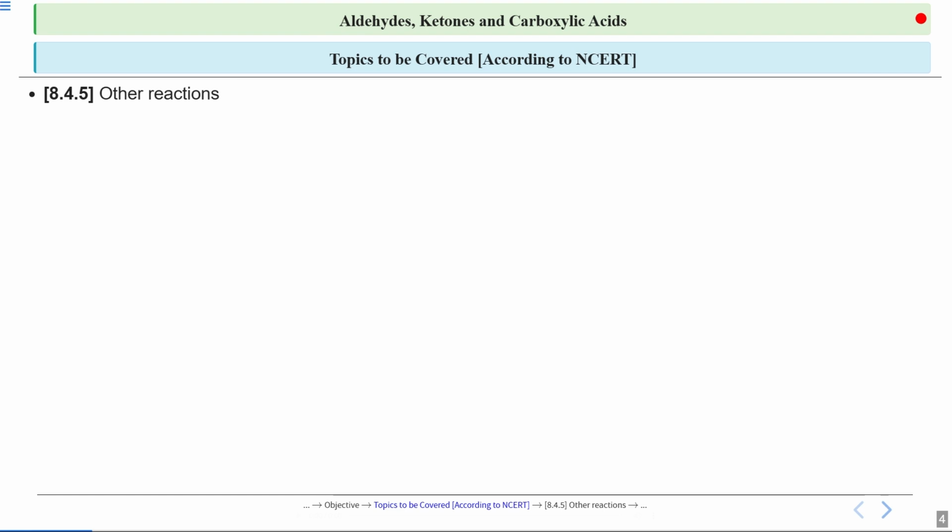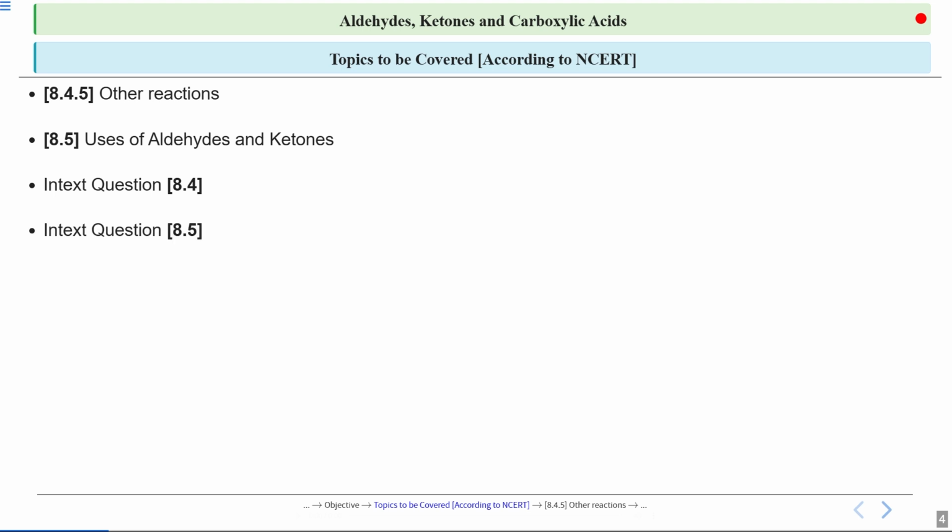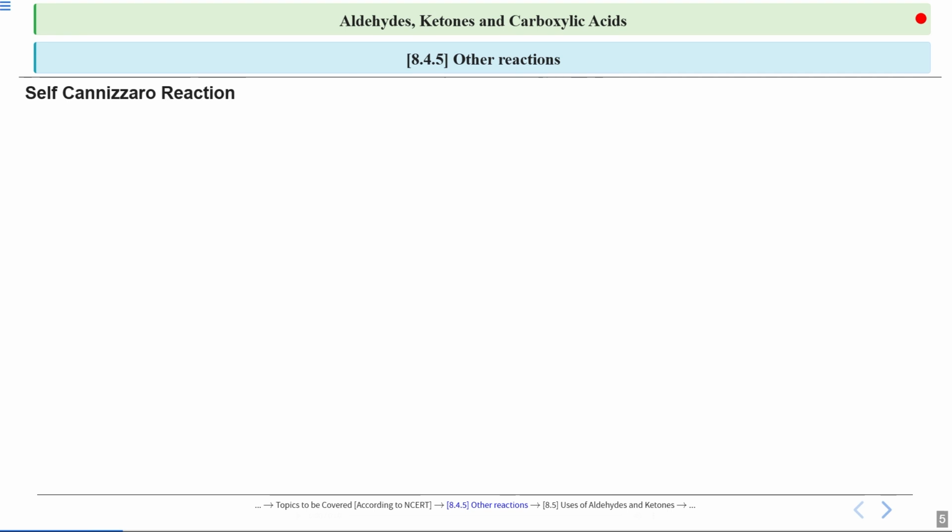Now for your reference, I have mapped the NCERT sections that we are going to cover today. So we will be covering section 8.4.5, which is other reactions, and section 8.5, which is uses of aldehydes and ketones. Then, for your better understanding of the topic, we will solve one in-text question, which is 8.4, and then in-text question 8.5. And then we will conclude with the summary. Okay, so let's begin with today's lecture.